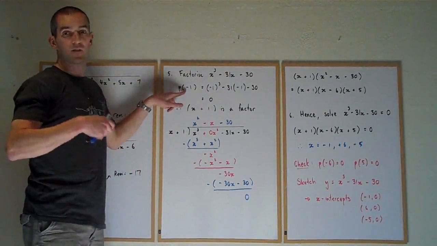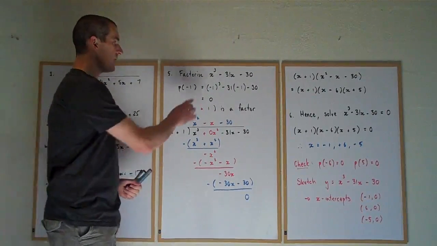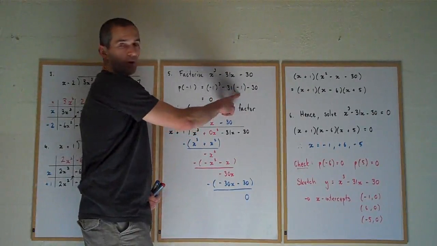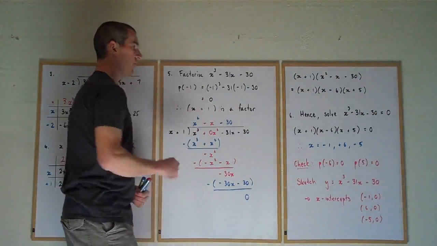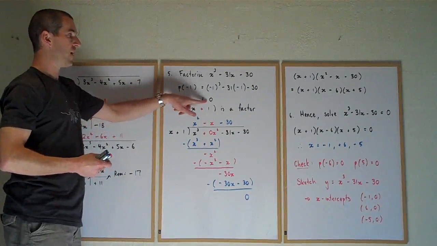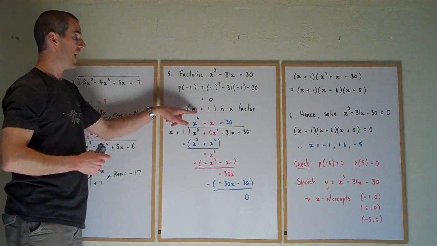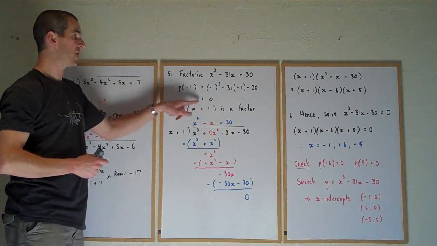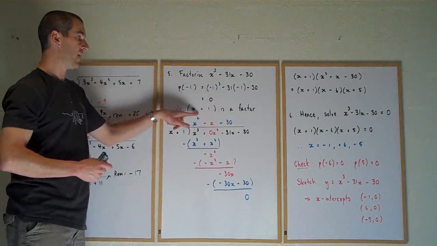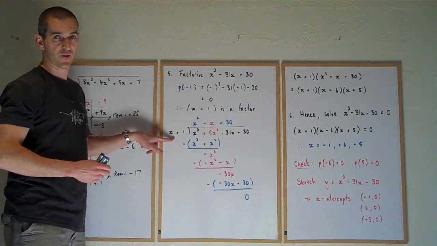P(negative 1) is a pretty sensible choice. Negative 1 cubed is negative 1. Minus 31 times minus 1 is plus 31. Minus 30 will give you 0. Now if we put in x equals negative 1 and we get out 0, then x plus 1, remember that sign change, is a factor. If minus 1 gives you 0, then x plus 1 is a factor, and that'll be our linear factor that starts us off with the process.